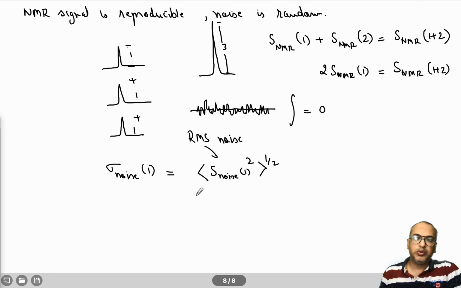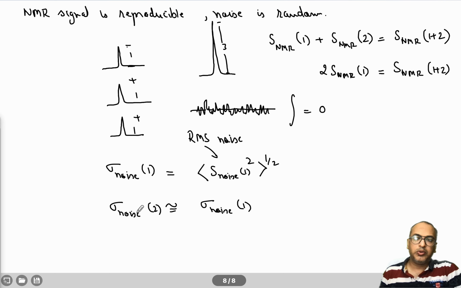This whole expression. Okay. Now we can say that the root mean square noise in one experiment should be equal to the root mean square noise in the second experiment. So although the noise is random, approximately we can say these two root mean square noises should be equal: root mean square noise in one experiment equals root mean square noise in the second experiment.